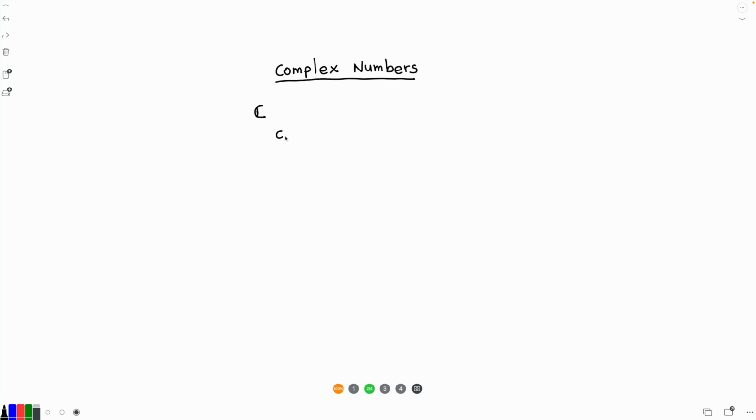Usually we use simple C, W and Z to denote a complex number. There is a general form of a complex number and we denote it as Z equals A plus BI, where A and B are real numbers and I squared is defined as -1. So this is the general form of a complex number. As the definition says, a complex number is a combination of a real number and an imaginary number.